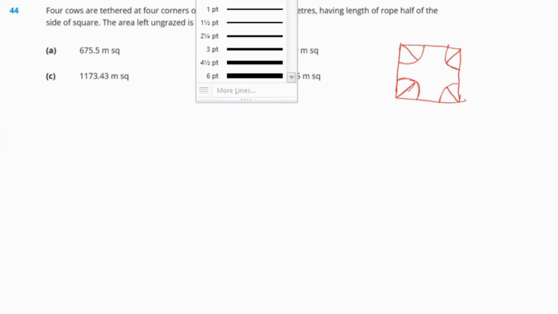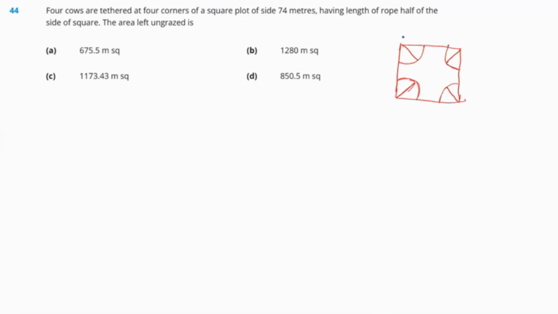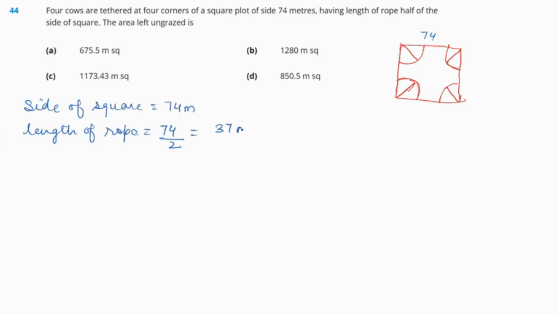The square plot has a side of 74 meters, so the side of the square is already given to us. The length of the rope is half the side of the square. The side of the square is 74 meters, so the length of the rope should be half of 74, which is 37 meters. Now they are forming a quarter of a circle like this.